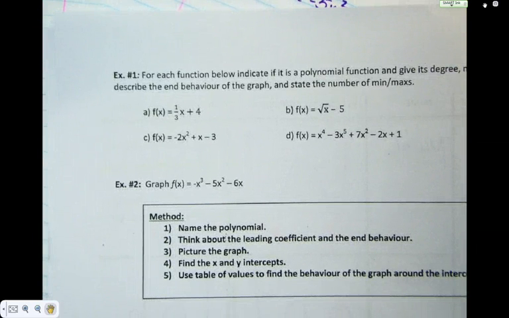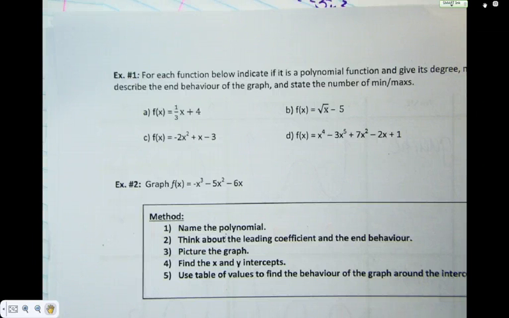So let's go back to A. Is that a polynomial? Yes, because the only exponent is 1, and 1 is a whole number. What do we call it? Linear, degree of 1. End behavior: the end behaviors tell me the left and the right. So the left goes down, the right goes up. We call that down, up. Number of max mins? None, nada.